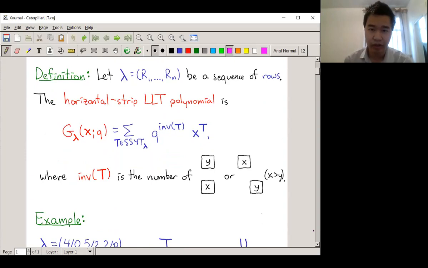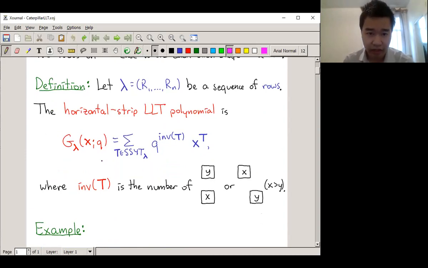So if I have a sequence of rows, the horizontal strip LLT polynomial is going to be a generating function for semi-standard Young tableaux on the sequence of rows. And I'm going to have a variable q that keeps track of inversions. An inversion is a pair of cells that are either in the same column with the bigger one below the smaller one, or a pair of cells in adjacent columns where the bigger one is above and just one space to the left. So I'll show you an example of what this looks like just to help understand the definition.